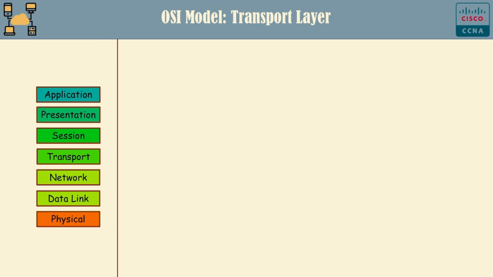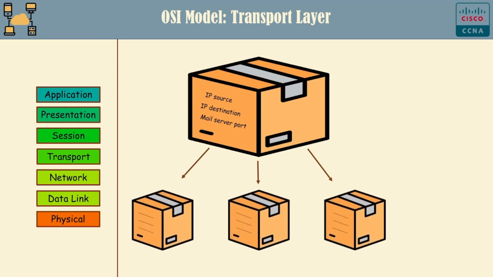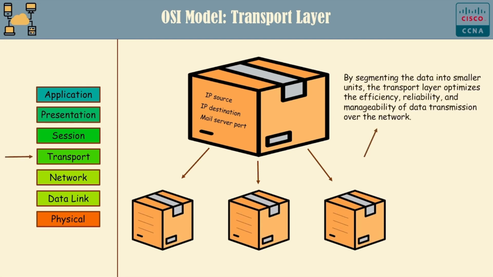When it comes to the transport layer, the mail will be segmented into smaller packets, with each packet being assigned the IP source, destination, and port as mentioned before. This task is carried out by the transport layer. By segmenting the data into smaller units, the transport layer optimizes the efficiency, reliability, and manageability of data transmission over the network.